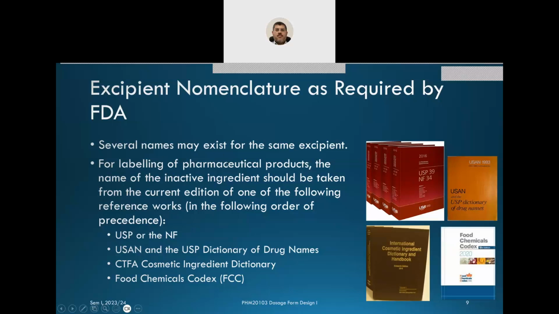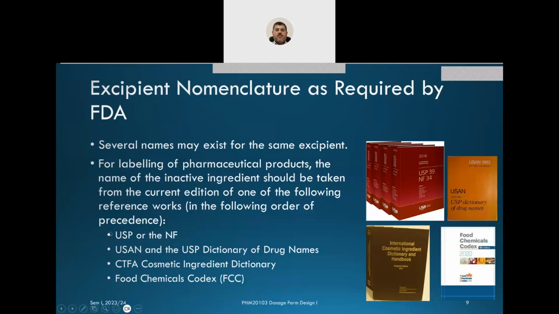So for labeling of pharmaceutical products, you write on the brochure or the package of the pharmaceutical product the contents. You write the active ingredient usually, and many companies also write the inactive ingredients. They write the excipients. So which name are you going to use for the excipient when it has different names? First, you should look for the name used in the pharmacopoeia, USP or National Formulary. If there is a name for the excipient there, you should use this USP name.